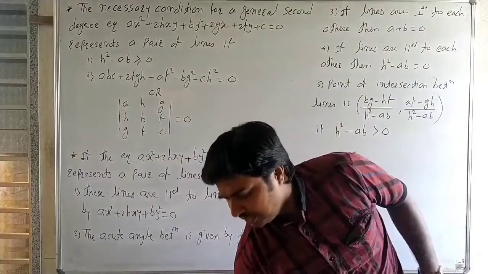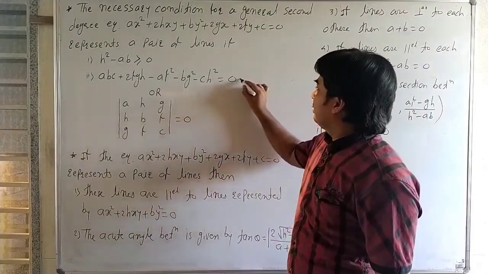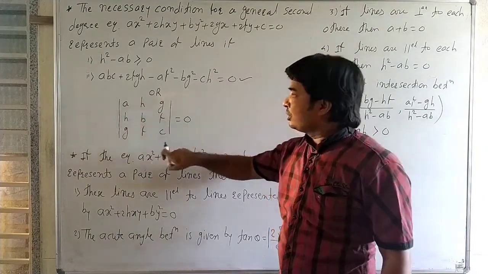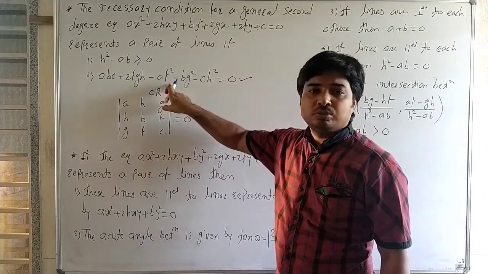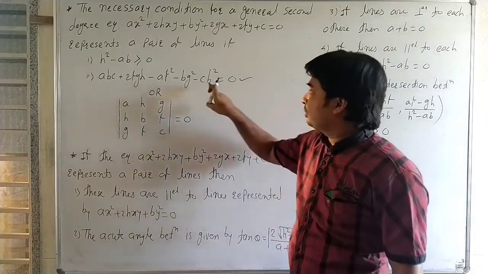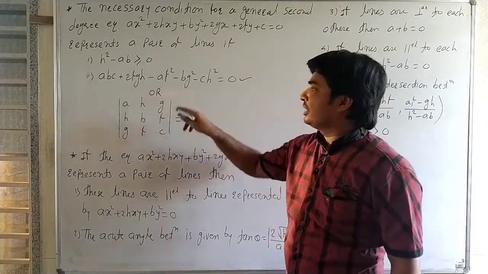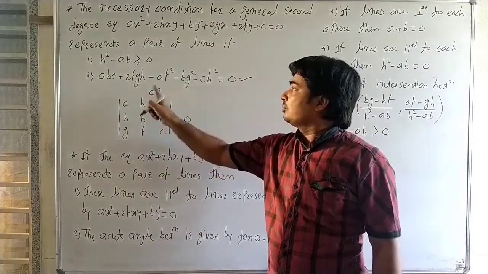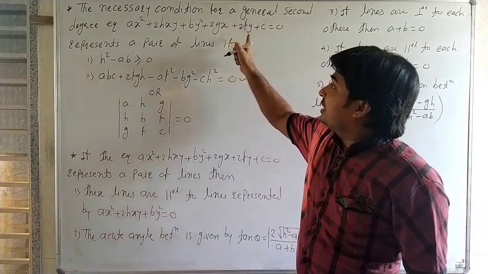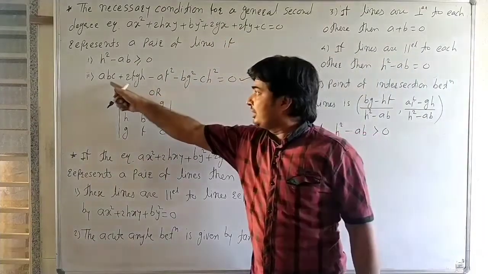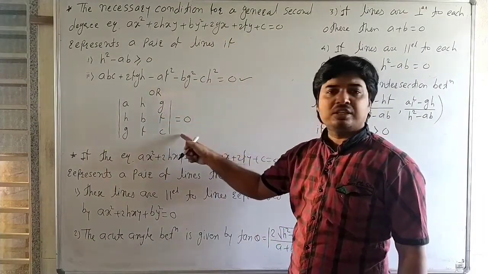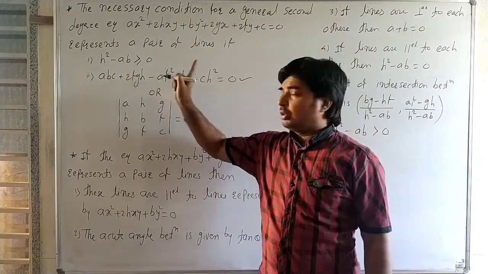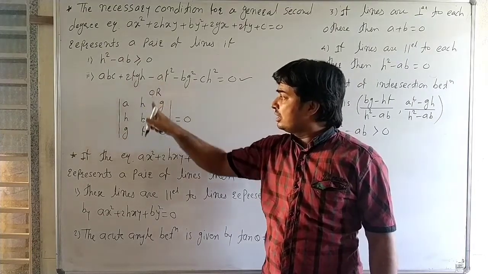We can write this condition in the form of a determinant. The expression is the expansion of this determinant. If we solve this determinant, we get this equation. So the second degree equation represents a pair of lines if this condition is satisfied, or if this determinant takes the value 0. Both are the same.